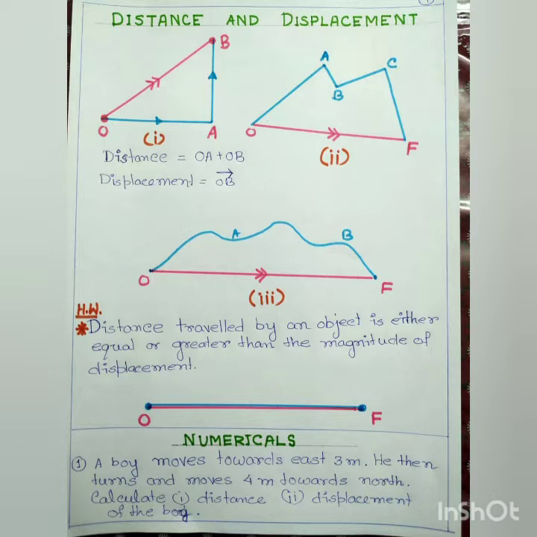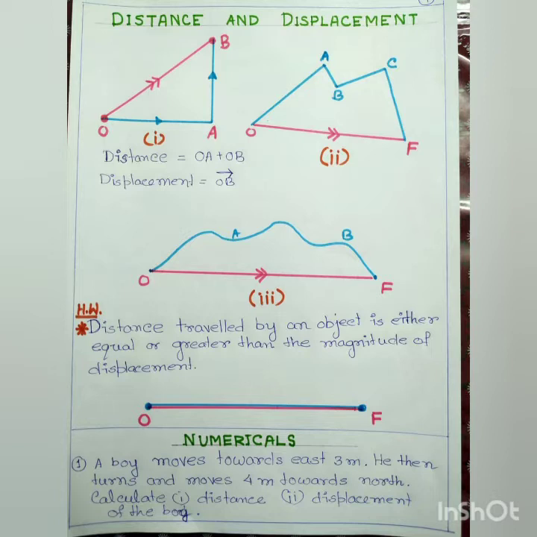But if I ask what is the displacement here, then you have to consider only the initial point, that is O, and the final point F, and the displacement will be OF, from O to F. I think now the idea of distance and displacement is more clear to you. Now let us discuss the homework which I gave you in the last class.